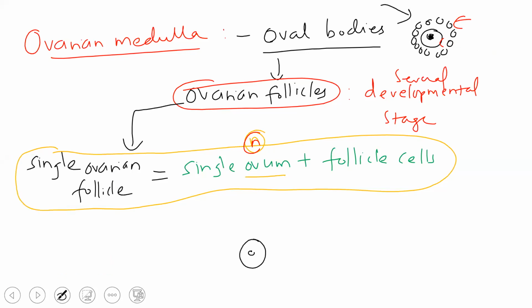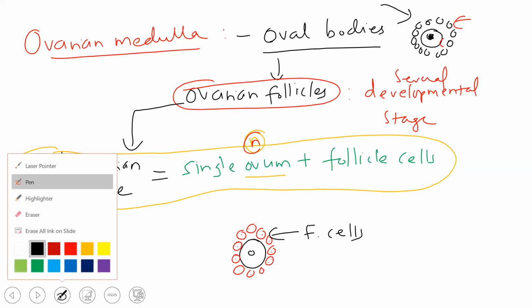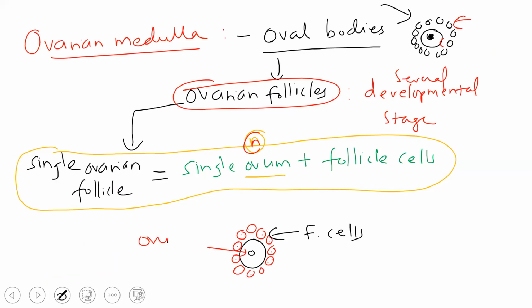So let's say this is an ovum. Surrounding this ovum, there will be so many such cells. You can call these the follicle cells, while this central part is the ovum. The ovum is haploid, keep that in mind. If there are so many cells which surround a single cell, it is referred to as a follicle. It is not mentioned in your textbook what a follicle is, but you should know because the next part of the chapter is completely based on follicles.